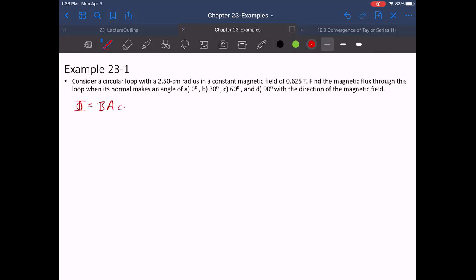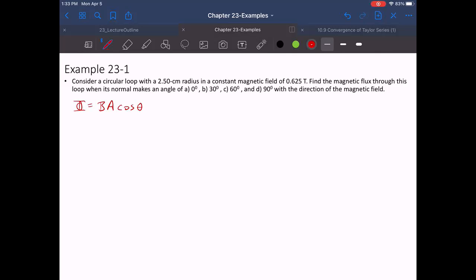BA cosine theta. Good. Theta is the angle between the normal to the plane of our loop and the magnetic field, which is exactly what they're giving us, right? It's the magnetic flux through this loop when its normal makes those angles. So the normal to the loop is making those angles. So those are all of our different thetas.